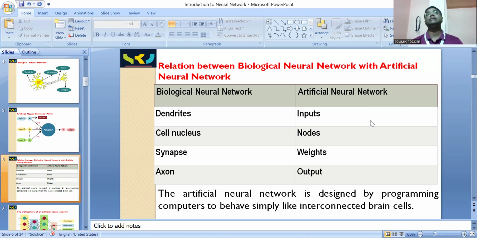Now going to the similarity or the relation between the biological neural network and the artificial neural network. Already stated that ANN is a mimicry of the BNN structure. So the BNN components have some sort of similarity with the components of the ANN. First, the dendrites of the BNN will resemble the inputs for the ANN structure. The cell nucleus will behave as nodes. The synapse will behave as weights, and the axons will behave as the output.